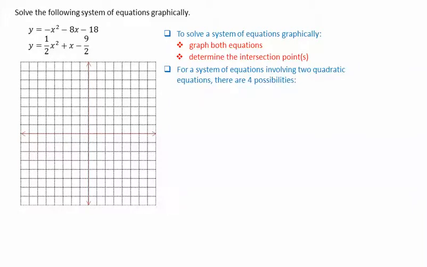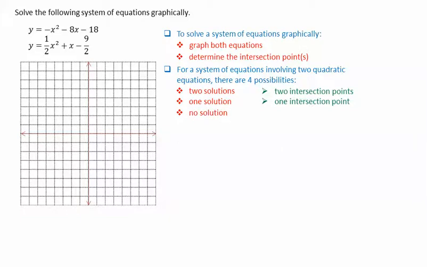A system of equations involving two quadratic equations has four possibilities. There could be two solutions with two intersection points, one solution with one intersection point, no solution if the graphs of the equations do not intersect at all, or an infinite number of solutions if the equations represent the same graph in a different form.